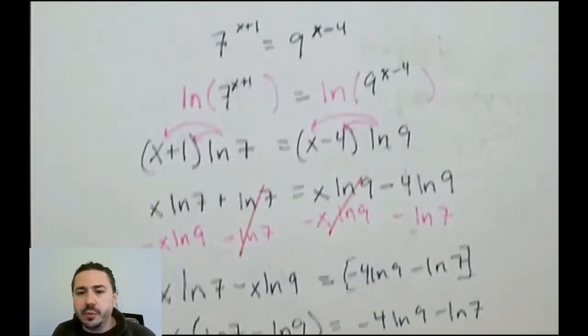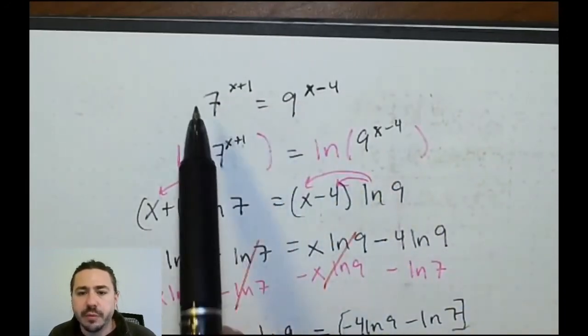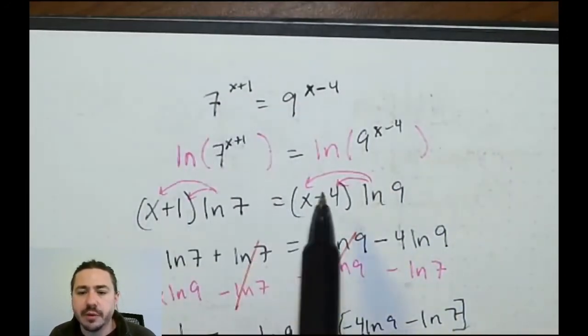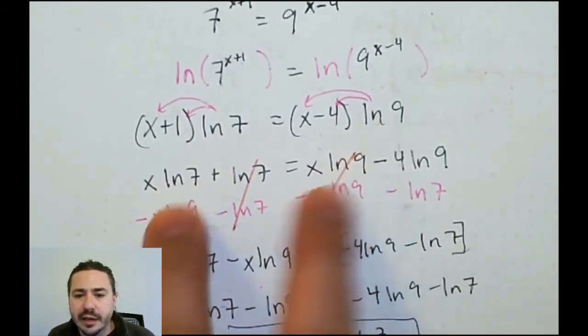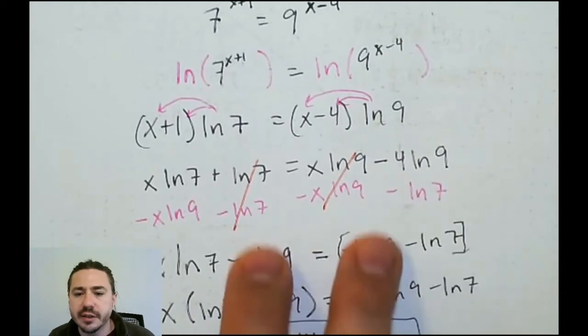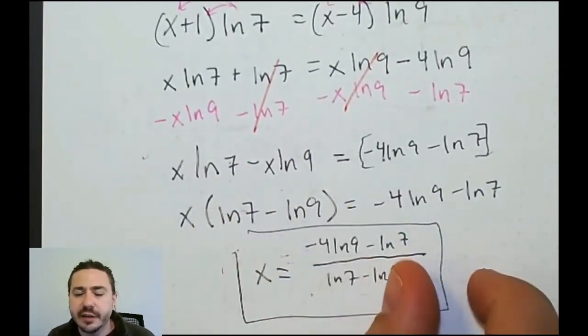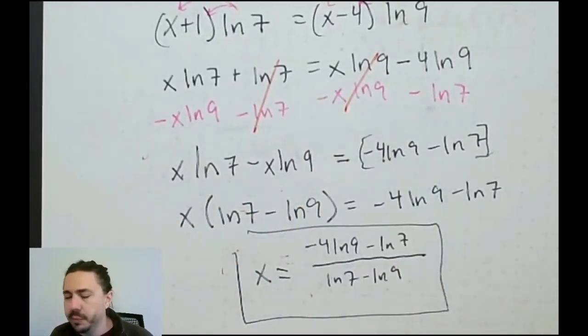So that's how you deal with an equation where the bases are not the same. Just take the natural log of both sides, collect all your linear terms to one side and your constants to the other, factor out the x, and divide. Okay, you'll do those same steps for any problems that are set up like that.